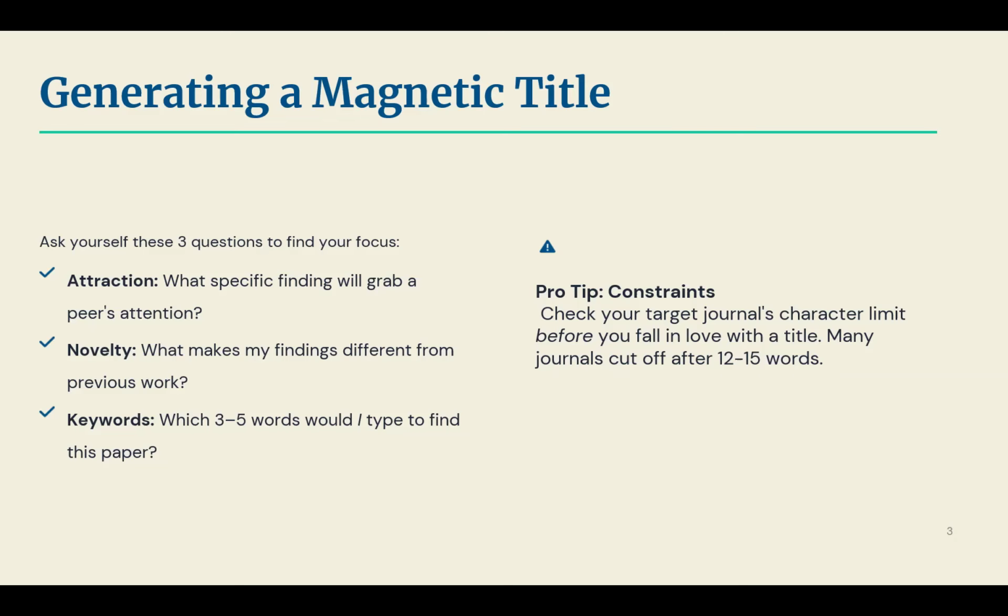Can you remember the 3? What specific finding is attractive enough? How is your finding novel from the rest of the work done so far? And which keywords might be directing readers to your article? These 3 questions, if you perfectly answer them in your magnetic title, your title is going to be super magnetic, attracting the reader. Look at the pro tip given.